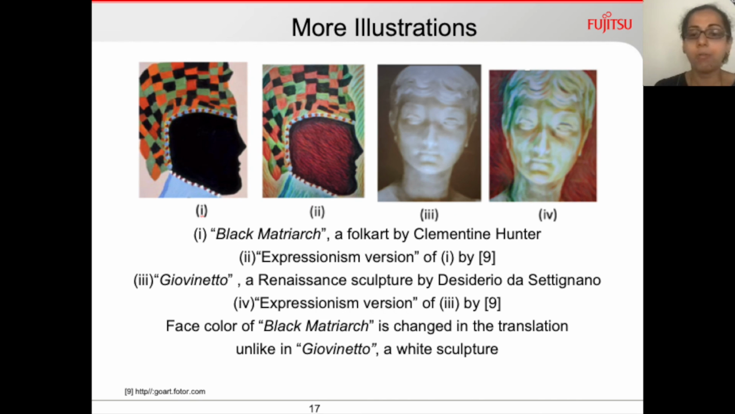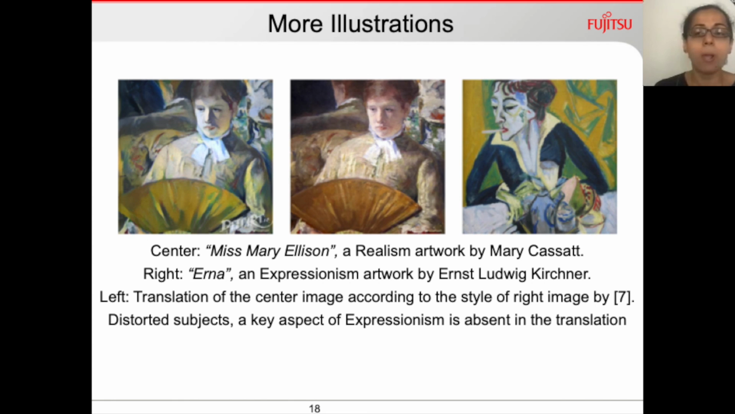And this is another illustration of racial bias associated with style transfer. On the very left is a folk art by Clementine Hunter titled Black Matria, which has been transferred to an Expressionism version in 2. And you can see that the face has been tinted with shades of red, but that's not the case for this white marble belonging to the Renaissance time. And there are more such things.